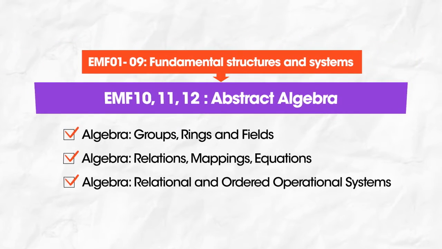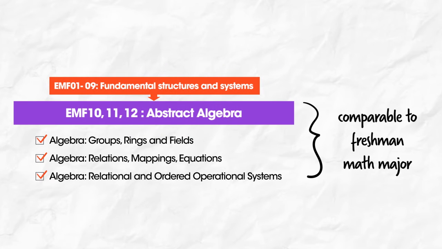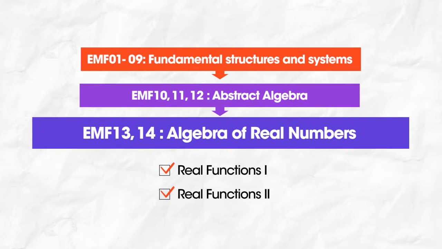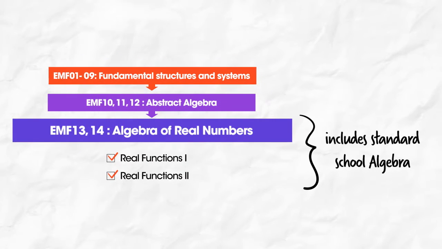There are 3 courses that cover abstract algebra at about the level of a freshman math major, and they're followed by 2 courses on the algebra of real numbers, which cover topics that would be familiar to teachers of standard school algebra courses.